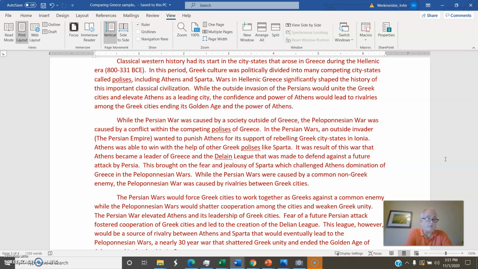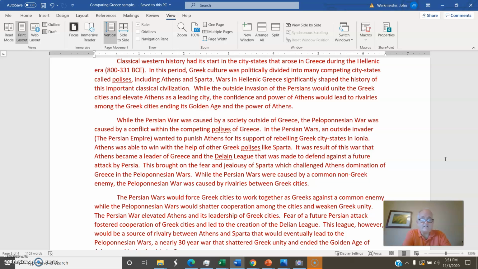So I'm not going to read the whole thing to you, but we take a look at the next paragraph, and I have my claim. While the Persian War was caused by a society outside of Greece, the Peloponnesian War was caused by the conflict within the competing polises of Greece. So then I take my information that I have in the table and I place it underneath there.